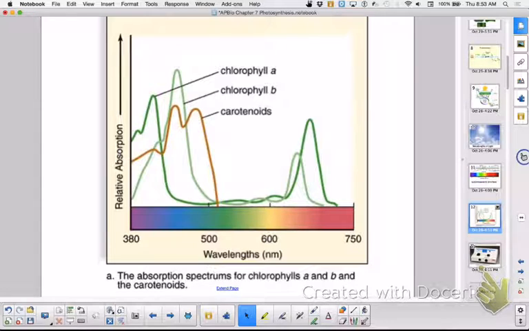Oldest BioBuddy, go ahead and explain the absorption spectrum.